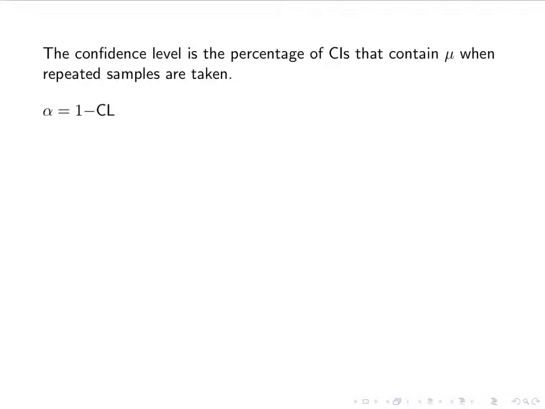Alpha is 1 minus the confidence level. So if the confidence level is 95%, then alpha would be 5%. If the confidence level is 90%, then alpha will be 10%. And alpha is the opposite of the confidence level, so it's the probability that our confidence interval does not contain mu.